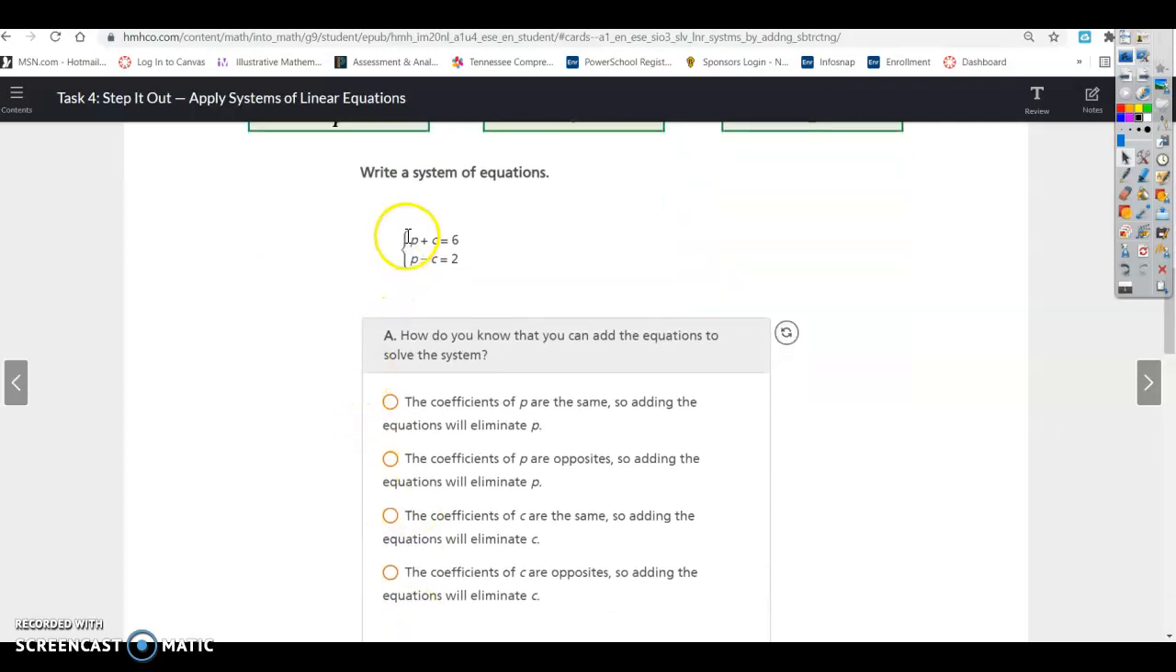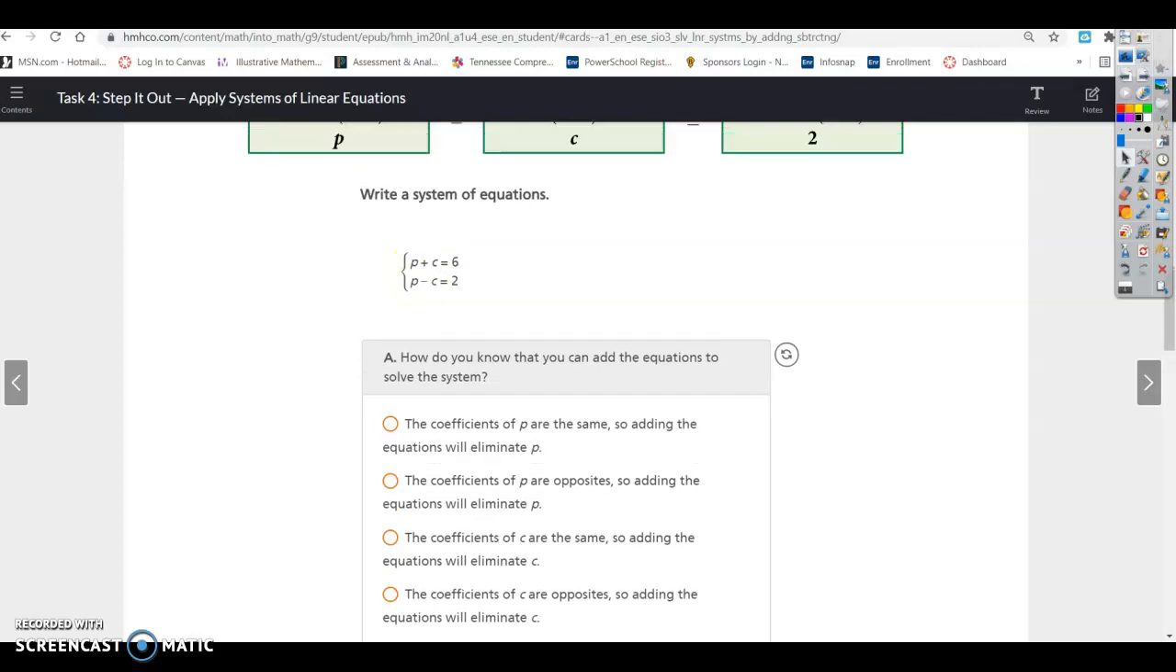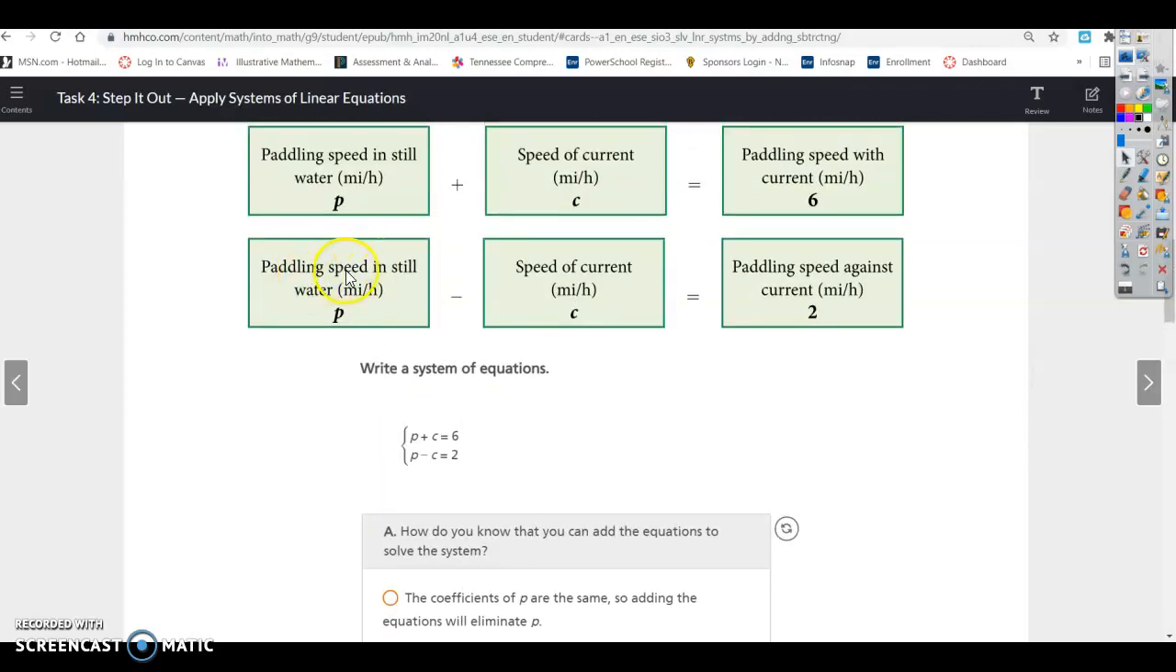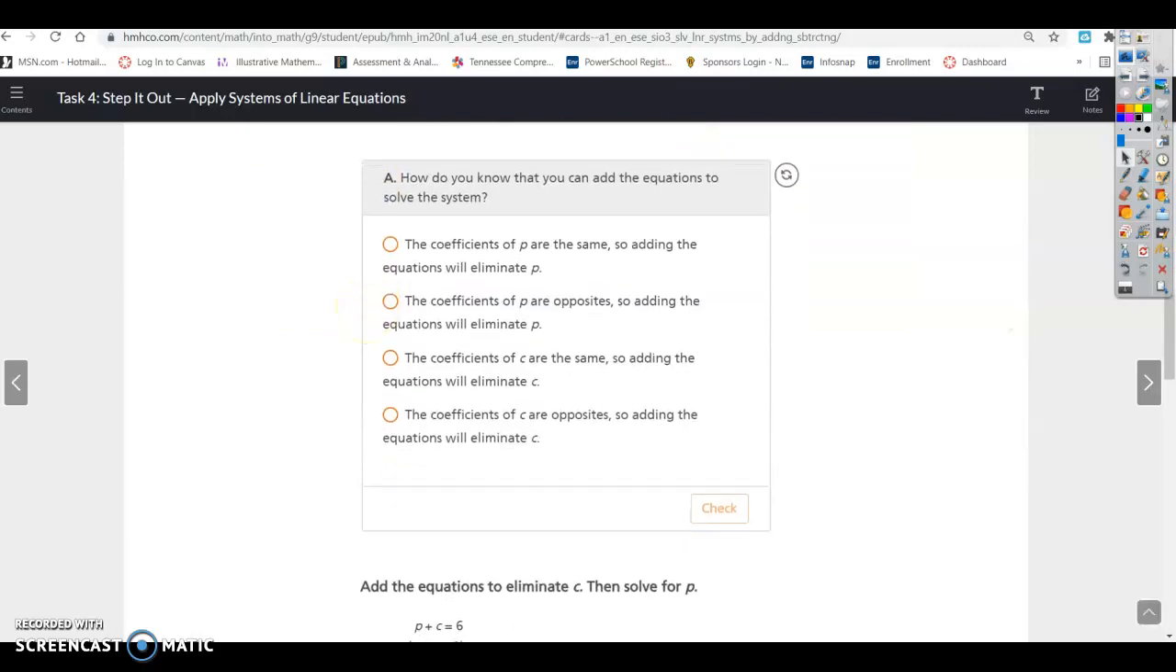And we can see that P's have the same sign, C's have the opposite sign. So it would be very easy to quickly eliminate the C's by adding these two equations together and finding the answers. So if I did this kind of even in my head here, cancel these, I'm going to get 2P equals 8, divide by 2, and P equals 4. So very quickly I can see that P, paddling speed in still water, is 4 miles per hour.